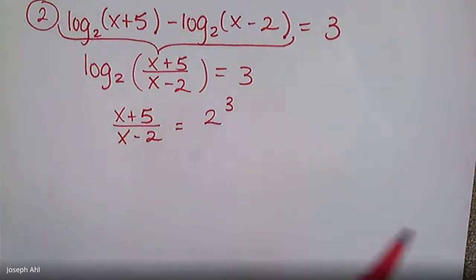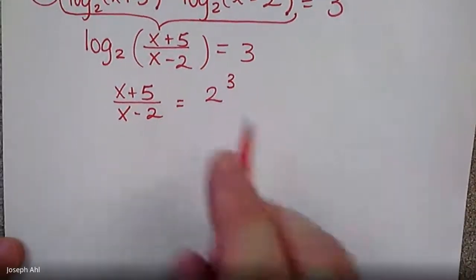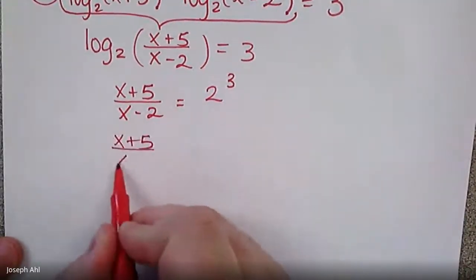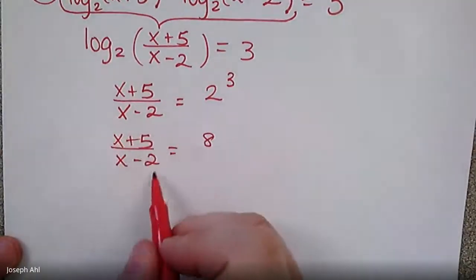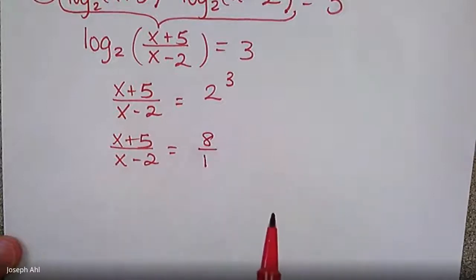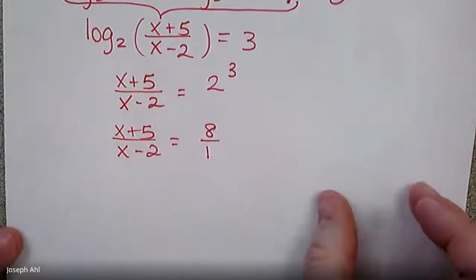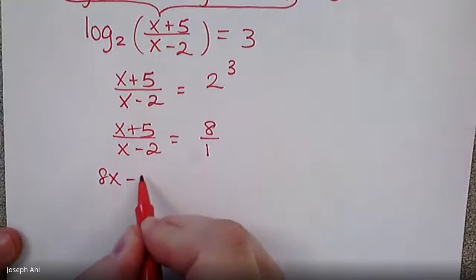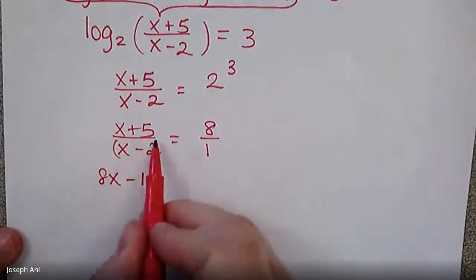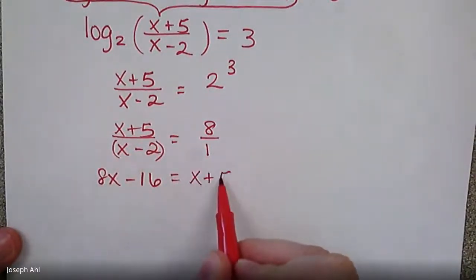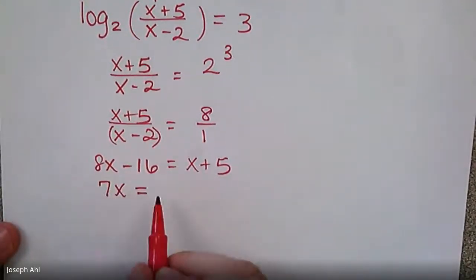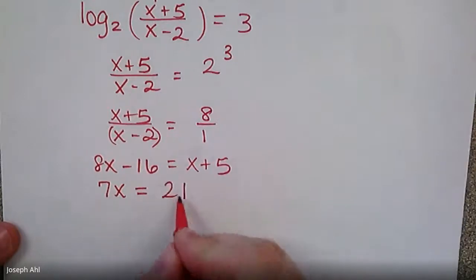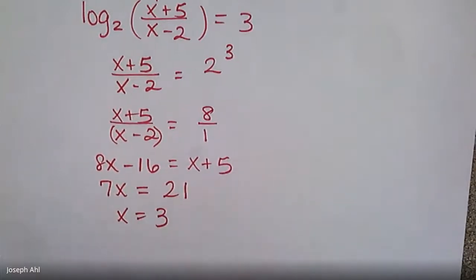And once you convert to exponential form, it's typically a pretty easy equation to solve. X plus 5 over x minus 2 is equal to 2 cubed, which is 8. At this point, you either multiply both sides by x minus 2 or put that over 1 and think about cross multiplying. So you get 8x minus 16 when you distribute equals 1 times x plus 5, which of course is just x plus 5. Subtract x over here to get a 7x. Add the 16 to this side to get 21. And therefore we get x equals 3.